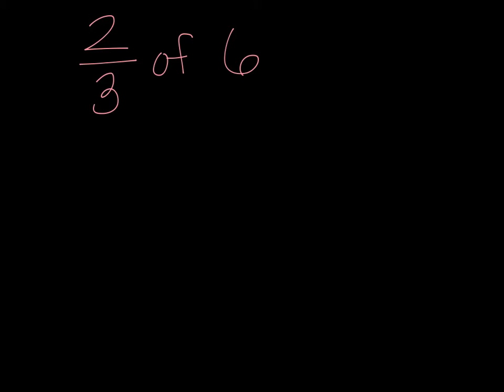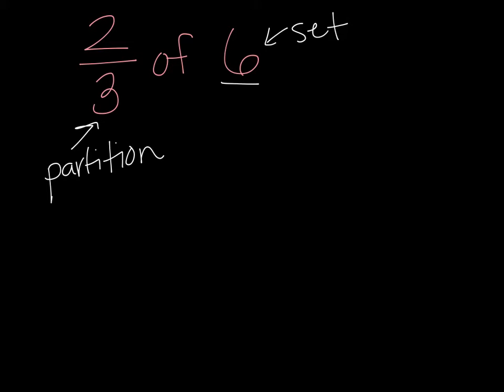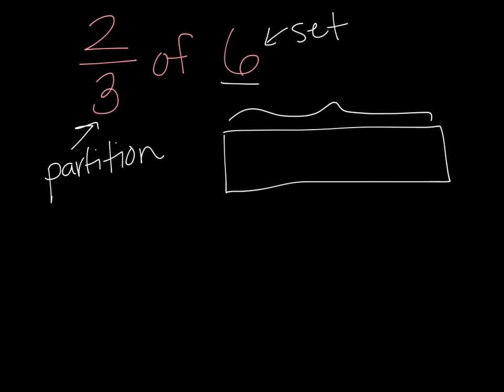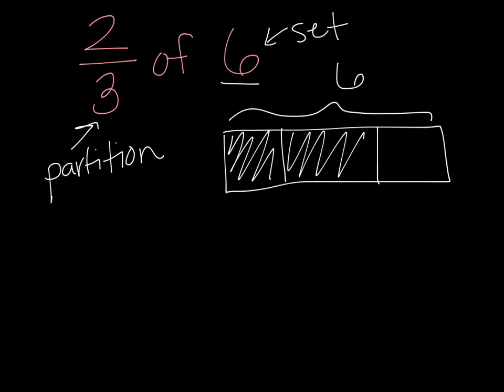Okay, and the way that we have been solving that is we first identify the set. So I would say that 6 is the set, and the denominator of 3 tells me how to partition. So I'm going to partition that 6 into 3 parts. So here's my tape diagram. The whole set is 6. I'm partitioning it into 3 parts. We'll pretend that those are equal. And I want to try to find out what 2/3 of that 6 is.